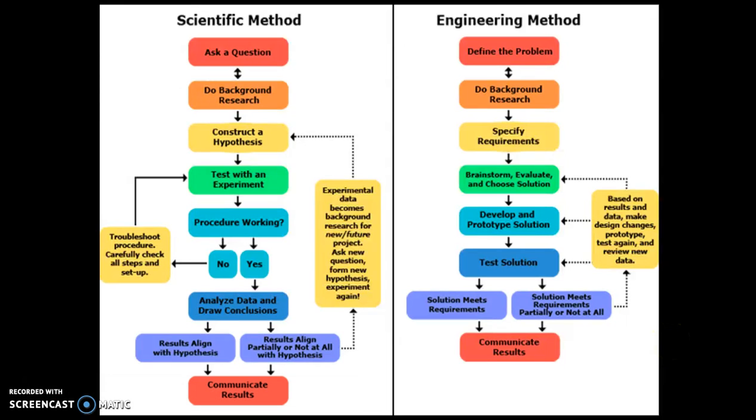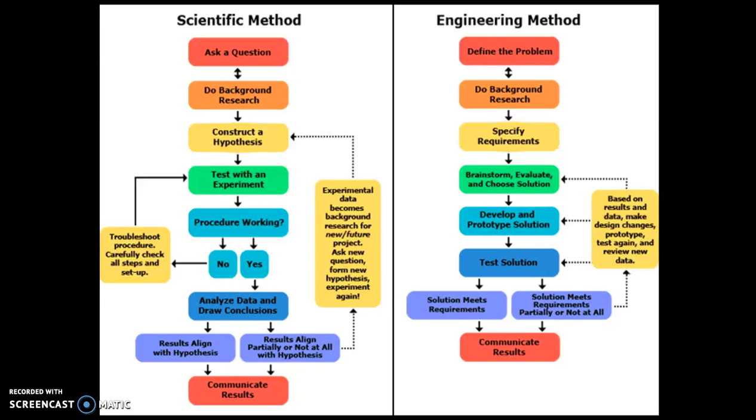In the scientific method, we ask a question. Why does this happen? How does this happen? You do background research to try to figure it out or see what we know. Construct a hypothesis, test your experiment. Is it working? If it's not working, you go back and start over again. If it is working, you keep going, analyze your data, and draw conclusions. Do your results line up with your hypothesis?